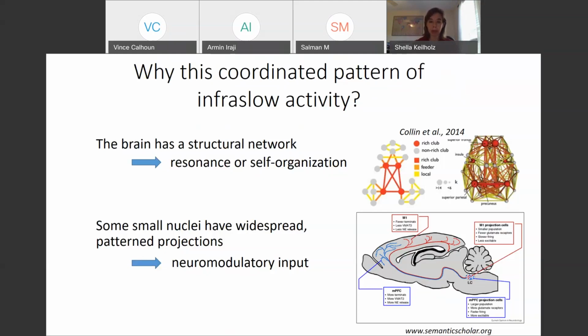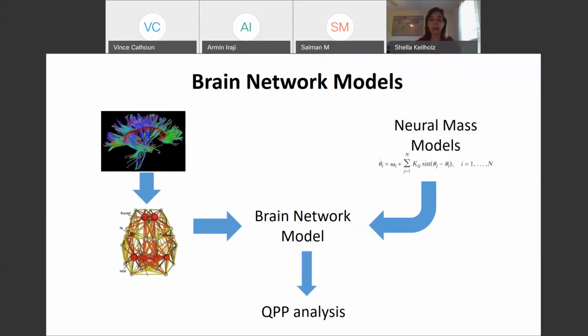And so we came up with two ideas. One is that the brain has a structural network, and so you could maybe think of it as a resonance over the network structure, maybe some sort of self-organization. The other idea is that there are some deep brain nuclei that have very widespread and patterned projections. And so maybe one of these deep brain nuclei was giving us some sort of pattern input that regularly triggered this pattern of activity. So I'll talk about the first possibility first.